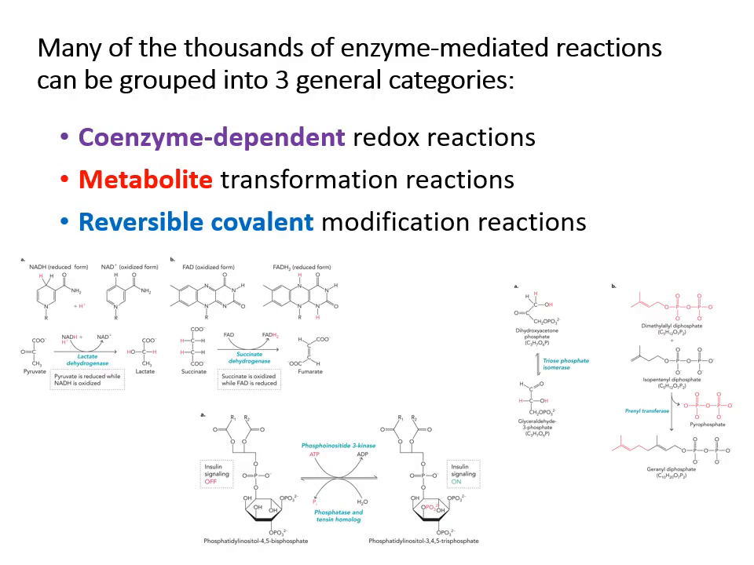Now, the many, many different enzyme-mediated reactions can basically be grouped into three main categories. We have coenzyme-dependent redox reactions, metabolite transformation reactions, and reversible covalent modification reactions. You're going to see all of these in the different chapters where we focus on individual metabolic pathways. So the first one, coenzyme mediated.